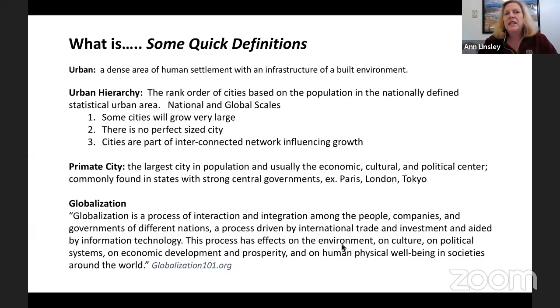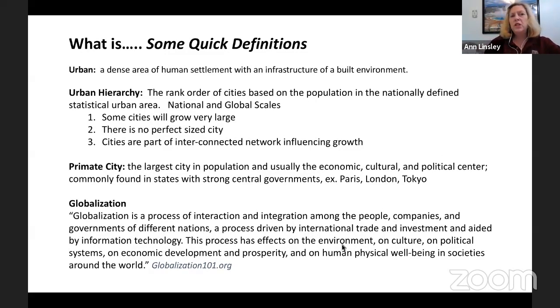So we can say this word globalization and not have a clue what we mean by it, but let's look at a definition of it. And this is a good working definition, absolutely. And I'm going to give you another one. By the way, if you're interested in globalization topics, I'm not endorsing anyone, but globalization101.org is an excellent website with all kinds of different types of application to globalization stories and stuff like that. So it's excellent if you've never seen it.